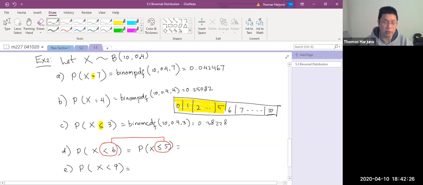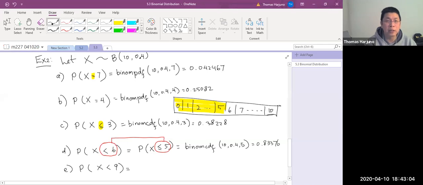Now part D. Probability that X is less than 6, which means at most 5. That's binomcdf 10, 0.4, 5. I get 0.83376.